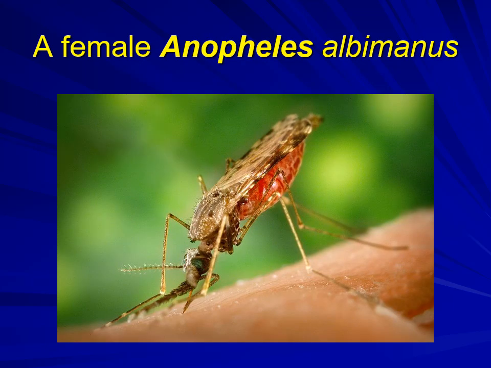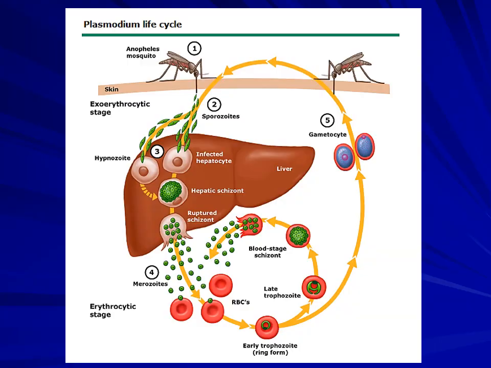Okay, this is the mosquito, the Anopheles mosquito. This is the vector of the Plasmodium parasite, and you can see that the belly is engorged with blood. That's what the female mosquito needs for the maturation of the eggs in her ovaries, so that she can reproduce effectively.